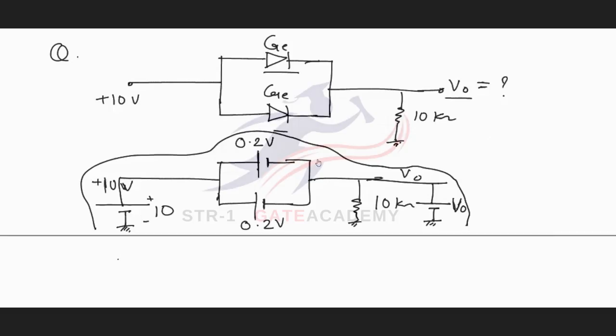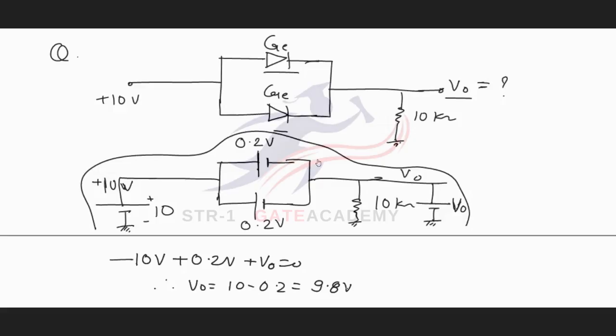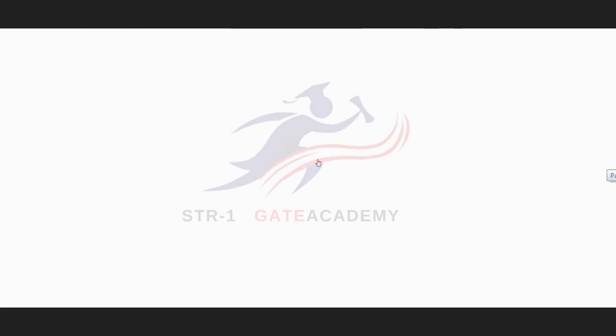With the KVL equation in this loop, minus 10 volt plus 0.2 volt plus V naught equal to 0. Therefore, V naught will be equal to 10 minus 0.2, equal to 9.8 volts. V naught will be equal to 9.8 volts. Next question.